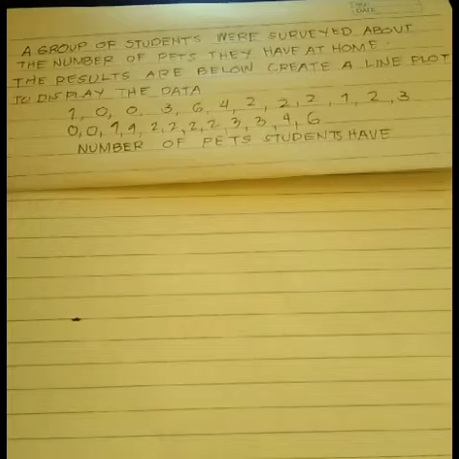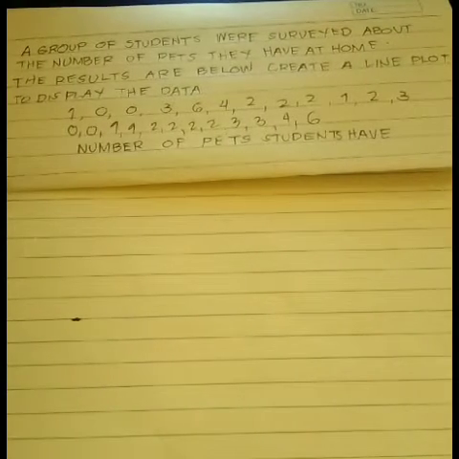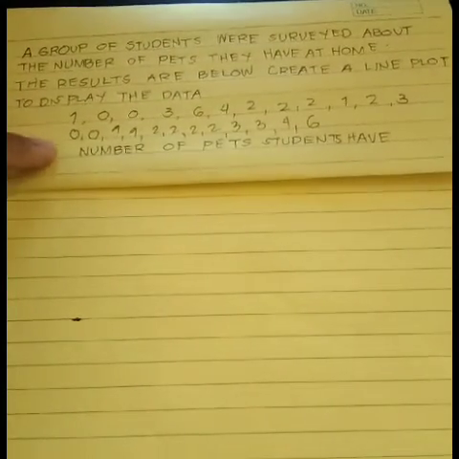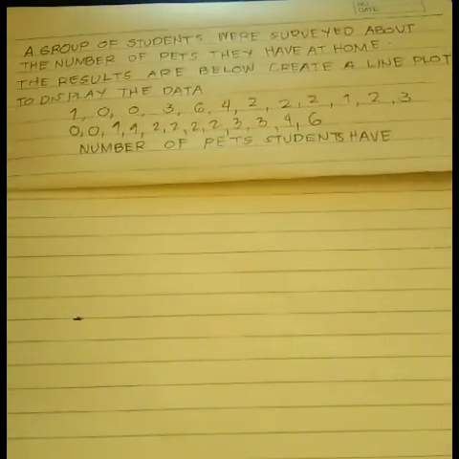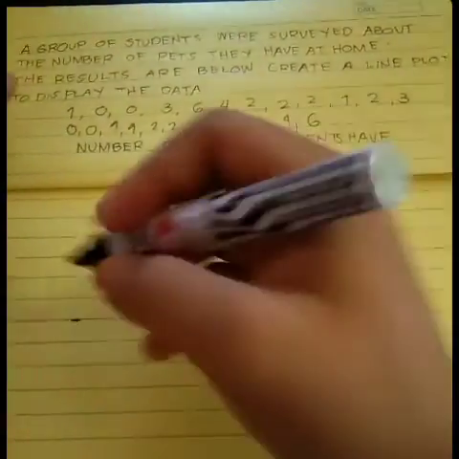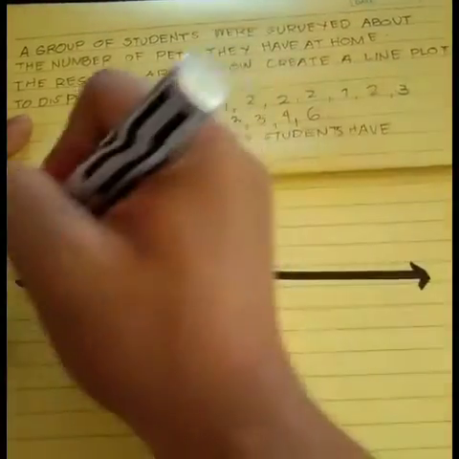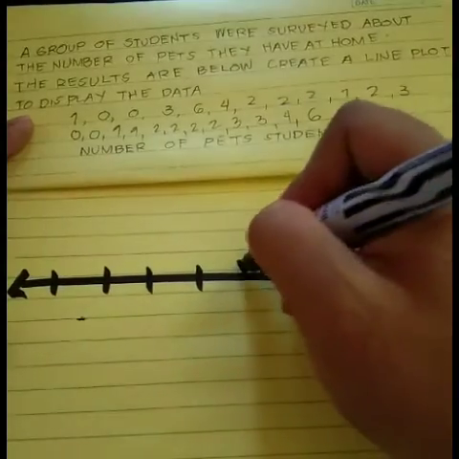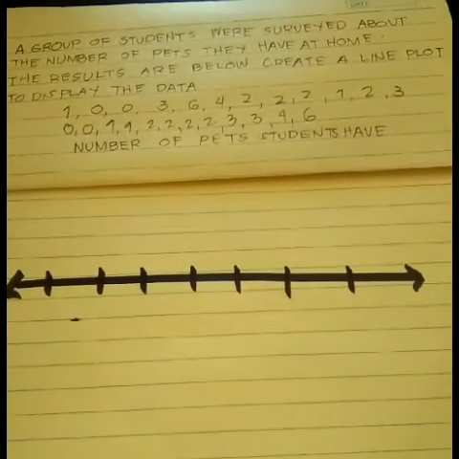So ang ginawa ko is in-arrange ko muna siya or in-organize ko ng mas maayos para mas madali ko siyang maisulat. So, in-arrange ko siya from lowest to highest, which is ang lowest ko is 0 and ang highest ko ay 6. Then, create a number line. So, yan na yung ating number line.